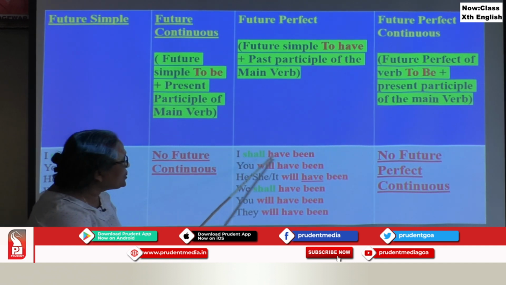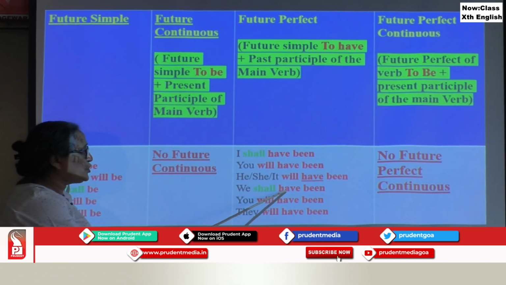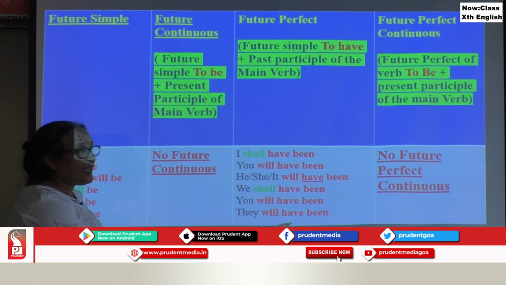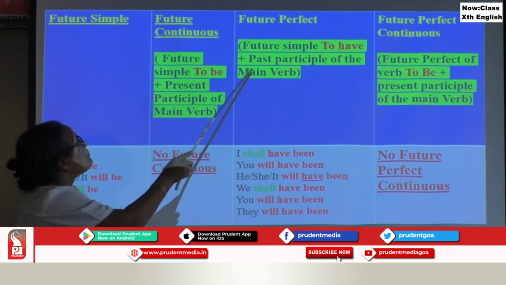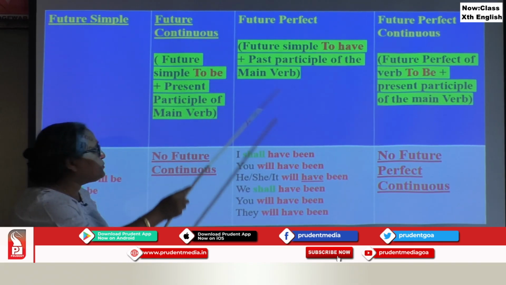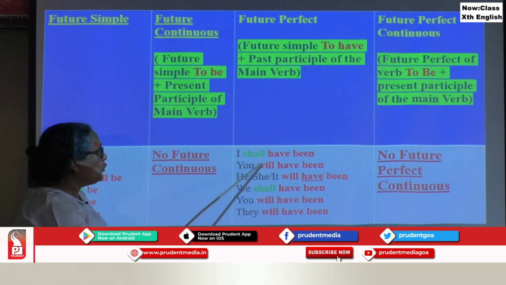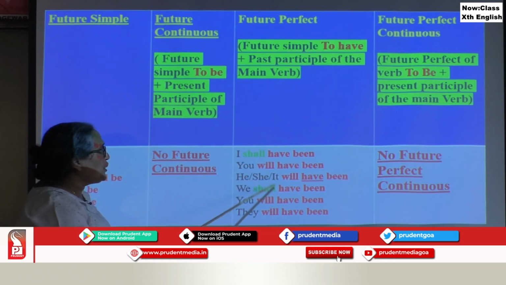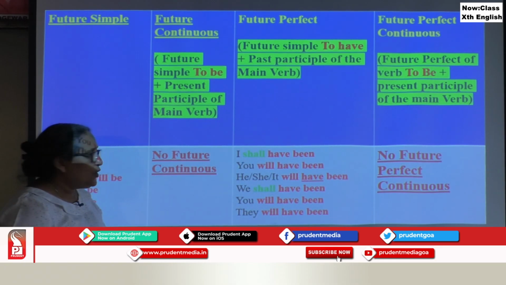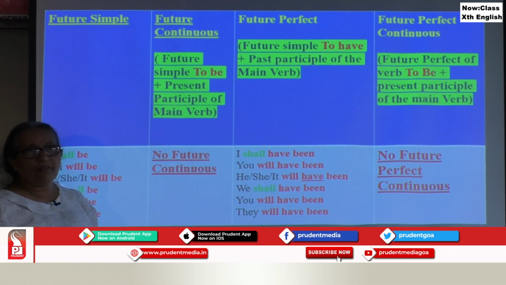Look here. I shall have, you will have, he, she, it will have. We shall have, you will have, they will have. Plus the past participle of the main verb. What is the past participle of verb to be? Been. I shall have been, you will have been, he, she, it will have been. We shall have been, you will have been, they will have been.